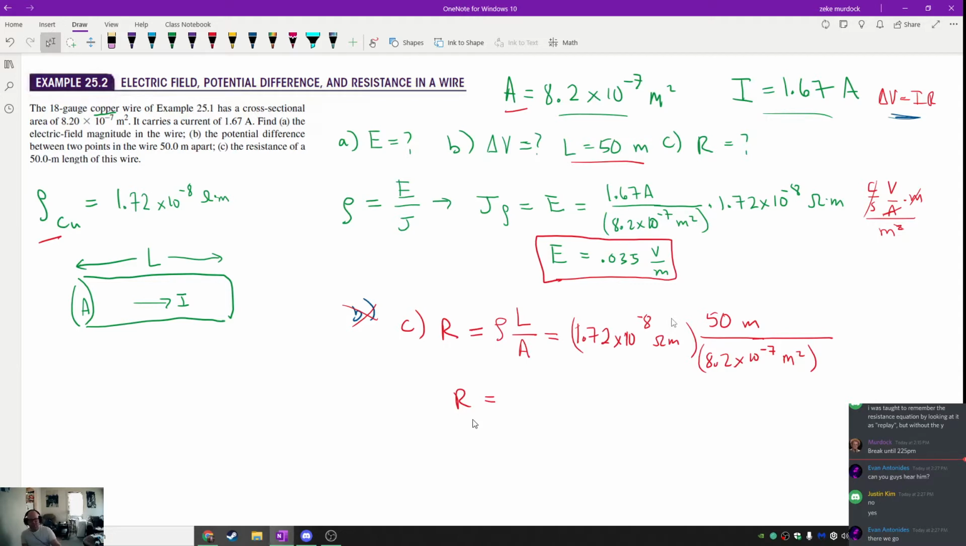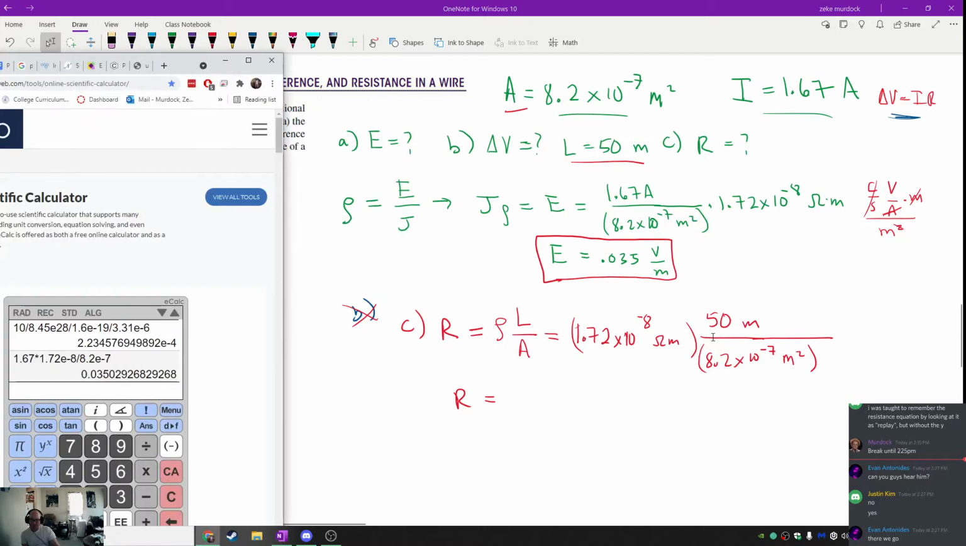So it's basically the same thing we just did, 1.72 over this, same ratio, times 50 now instead of 1.67. So what I'm going to do is take the last thing we did and just multiply by 50 instead of this. And I get about 1.05 ohms.